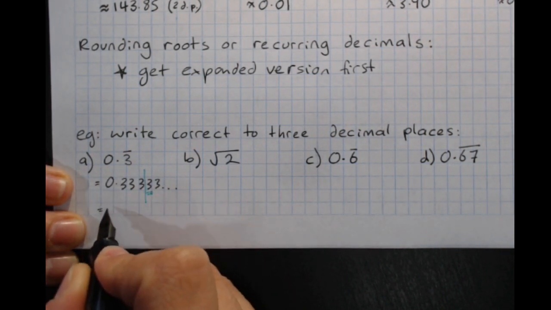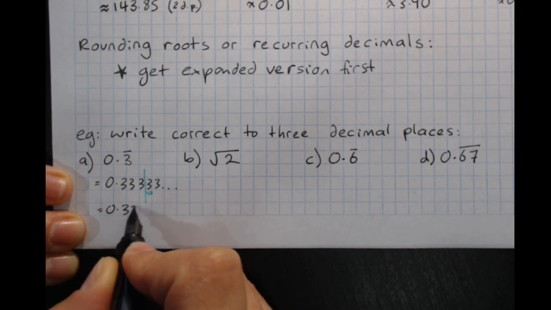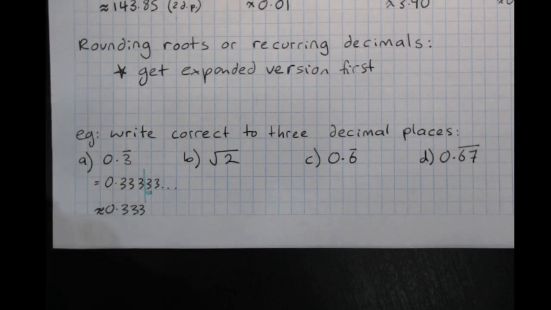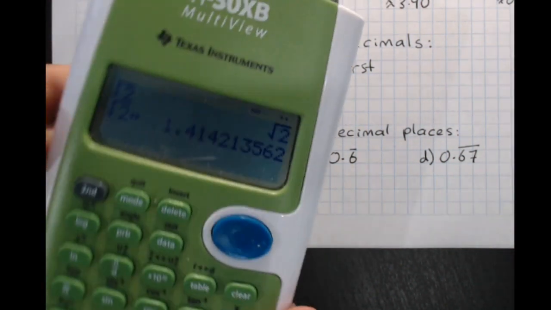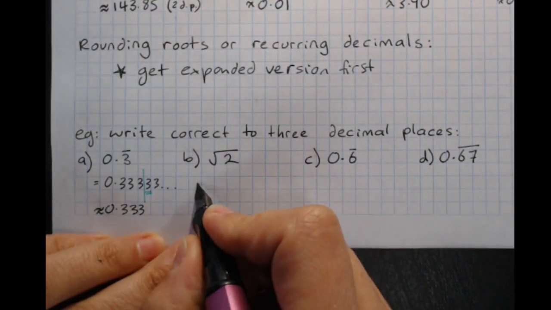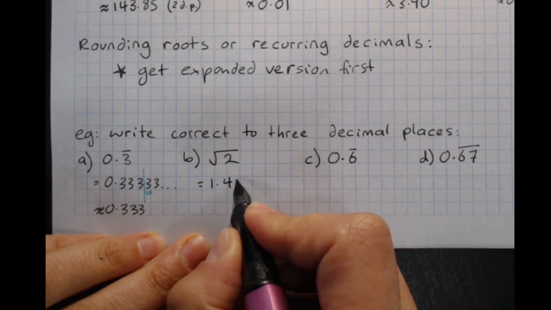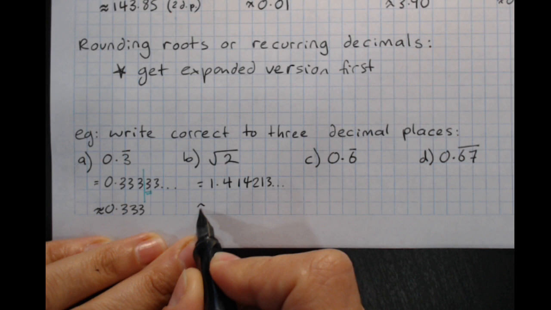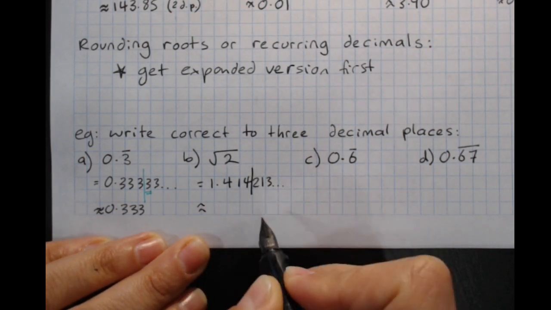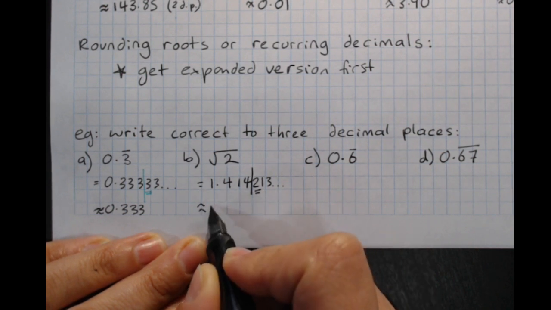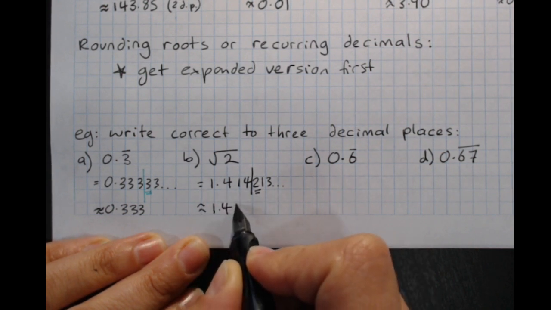Not 5 or more, so we just write it as 0.333, approximately equal to. Square root of 2. We got that as a decimal. Write it as a decimal. 1.414213, etc. 3 decimal places. Look at the critical digit. Not 5 or more. We just cut it off. 1.414.